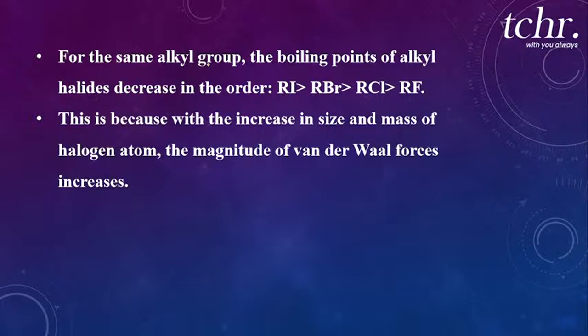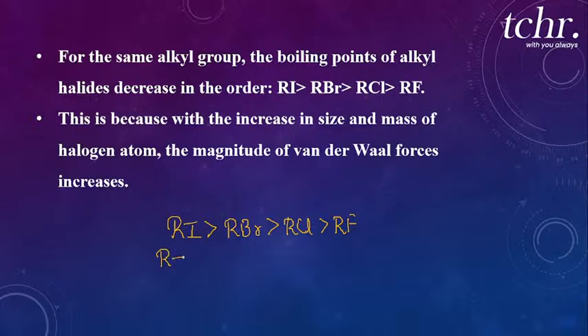In that, the order goes like this. That is, alkyl iodide has the highest boiling point, then comes alkyl bromide, then alkyl chloride, and the last is fluoride. Why this increasing order? Why is this order? Because yes, students, what you're thinking is definitely correct.